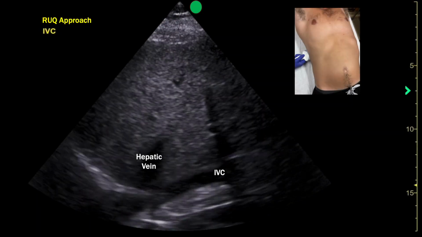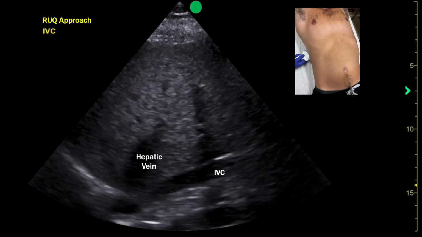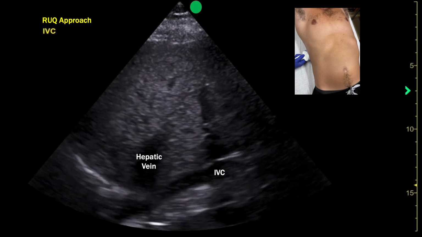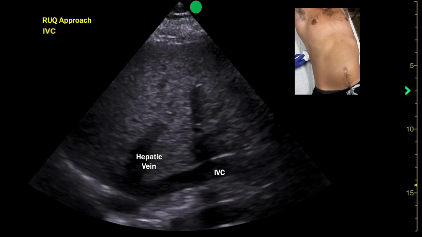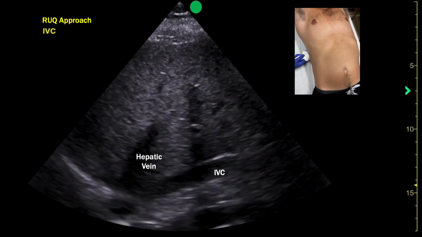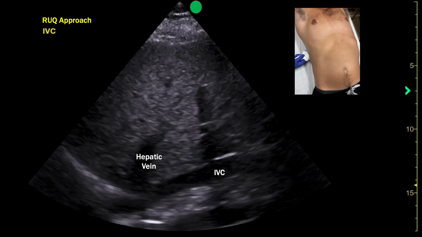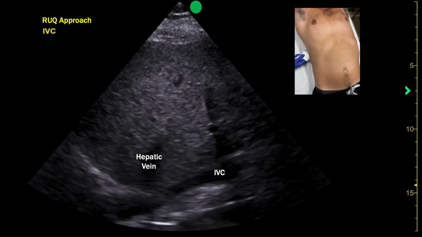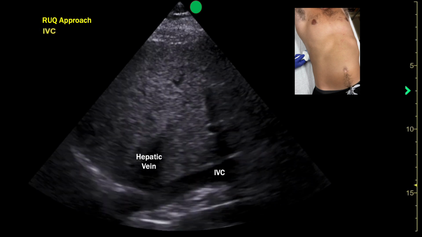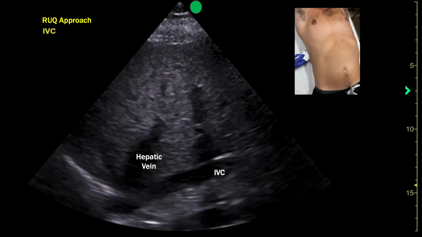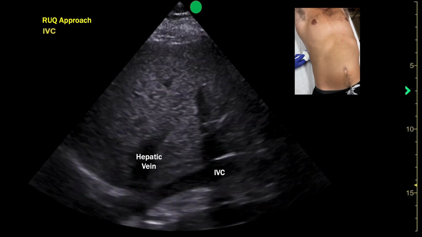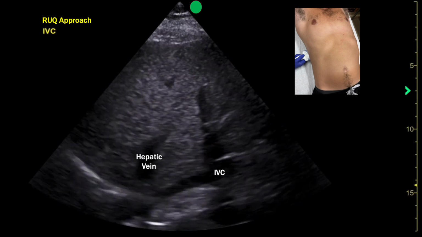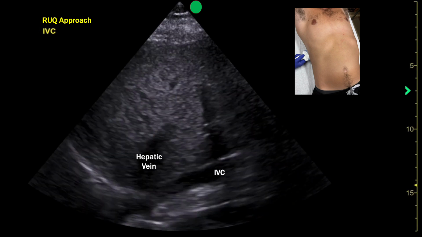Now, in the case of a suboptimal or unavailable subcostal window, a coronal transhepatic scan along the mid to posterior right axillary line may be an effective alternative to look at the IVC. This is essentially the same location where we evaluate the right upper quadrant in a focused assessment with sonography in trauma, or what we know as the FAST.